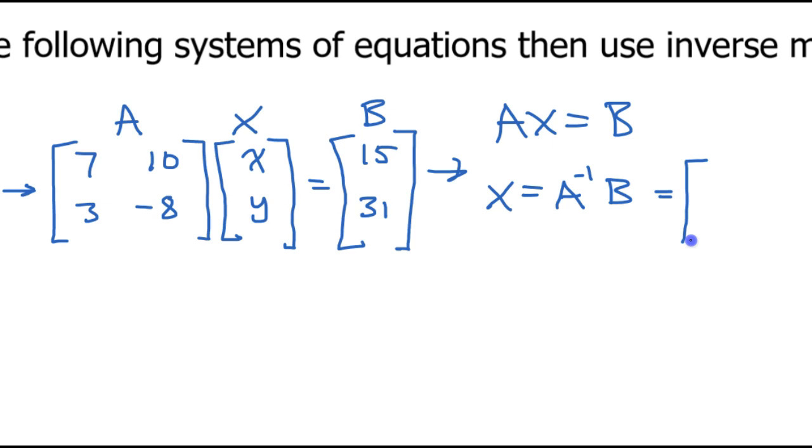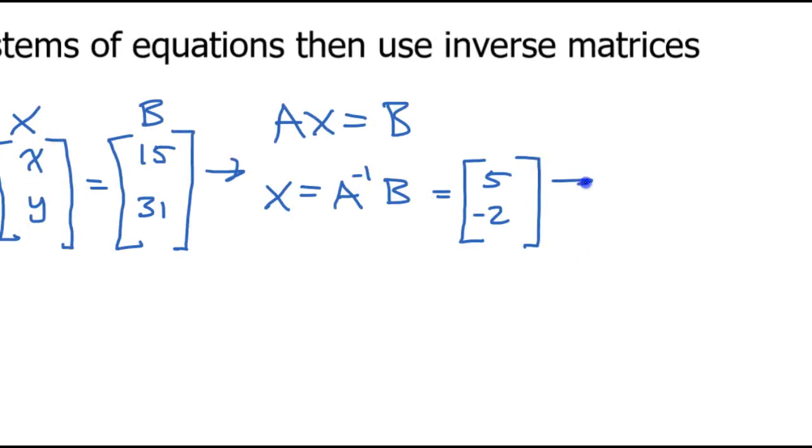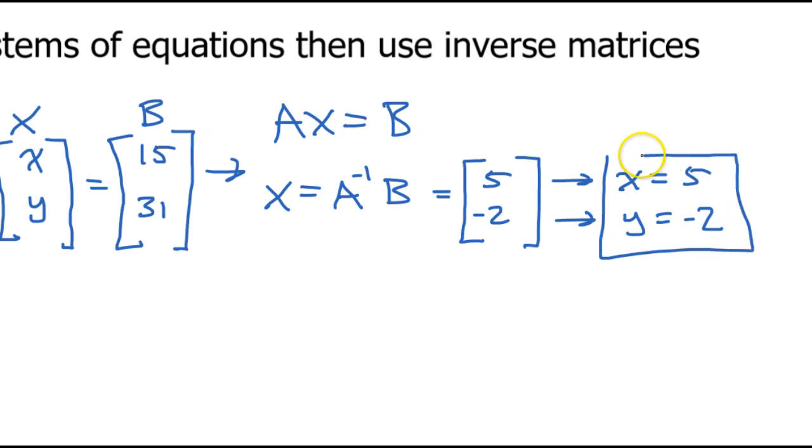So this is equal to the matrix 5, negative 2. And since my variable matrix was X, Y, that means that X is 5 and Y is negative 2. So that's the final answer.